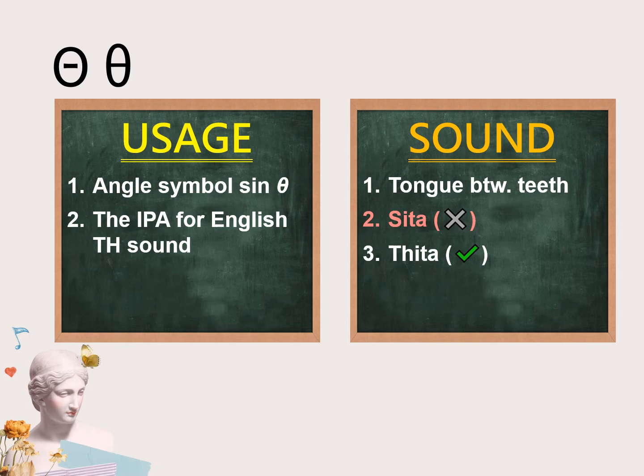It is also the IPA for English TH sound, like in thin and math. You might remember your math teacher reading it as theta. But since it is also symbolic of the TH sound, you are now clear about the right pronunciation. It should be theta, with your tongue between the teeth. And please puff less air when saying the syllable ta. It should be da, not ta.